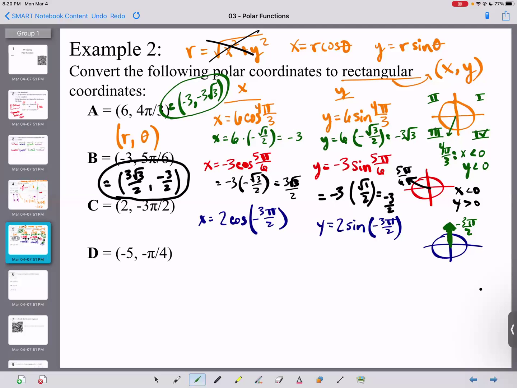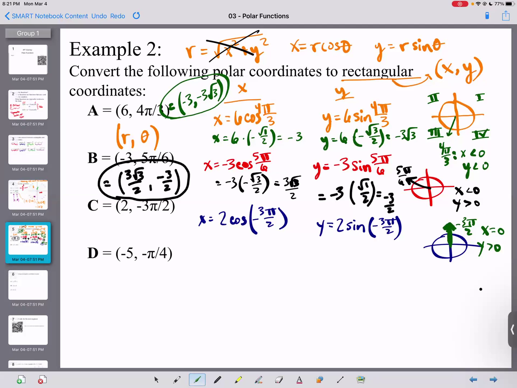Still waiting for an answer here. Is X positive? Good guess. It's not positive. So what do you think now? Is it 0? It's 0. There you go. It's a trick question. X is 0. What about Y though? Positive or negative if you're going straight up? Positive. It's positive. There you go.